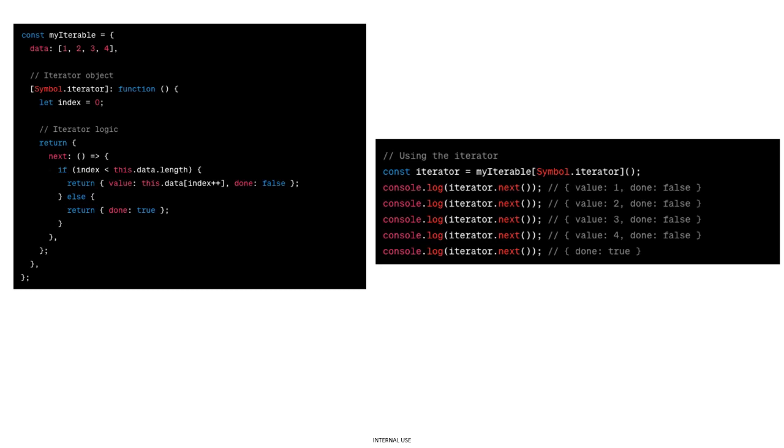So you have an object here called myIterable, and it has some properties in it, naturally. This could be named whatever you want, so don't get confused by the name myIterable. It's got properties, just like all objects have. You have a data property, which is an array, 1, 2, 3, 4.